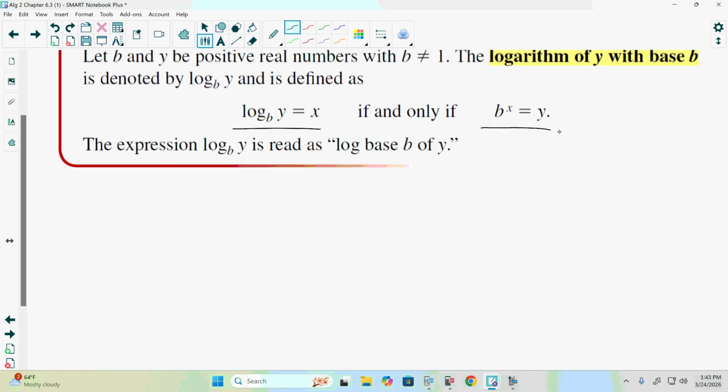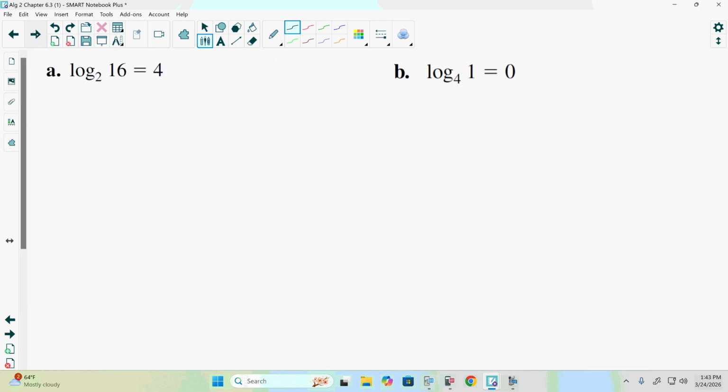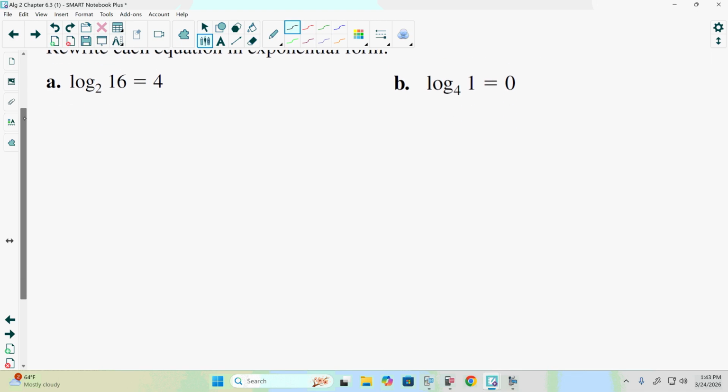The reason this is helpful is that sometimes having it in exponential form is going to be more helpful or more useful than logarithmic, and sometimes having it in logarithmic form is going to be more helpful or useful than exponential. So when we look at this here, we have log base 2 of 16 equals 4, and we want to rewrite it as an exponential.